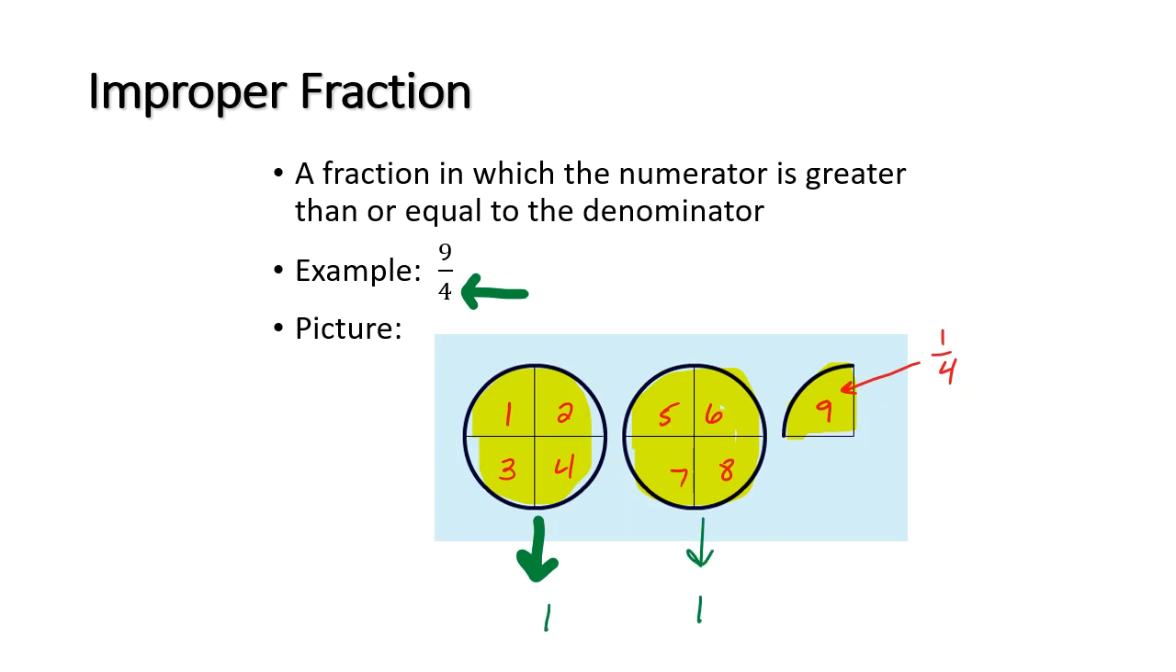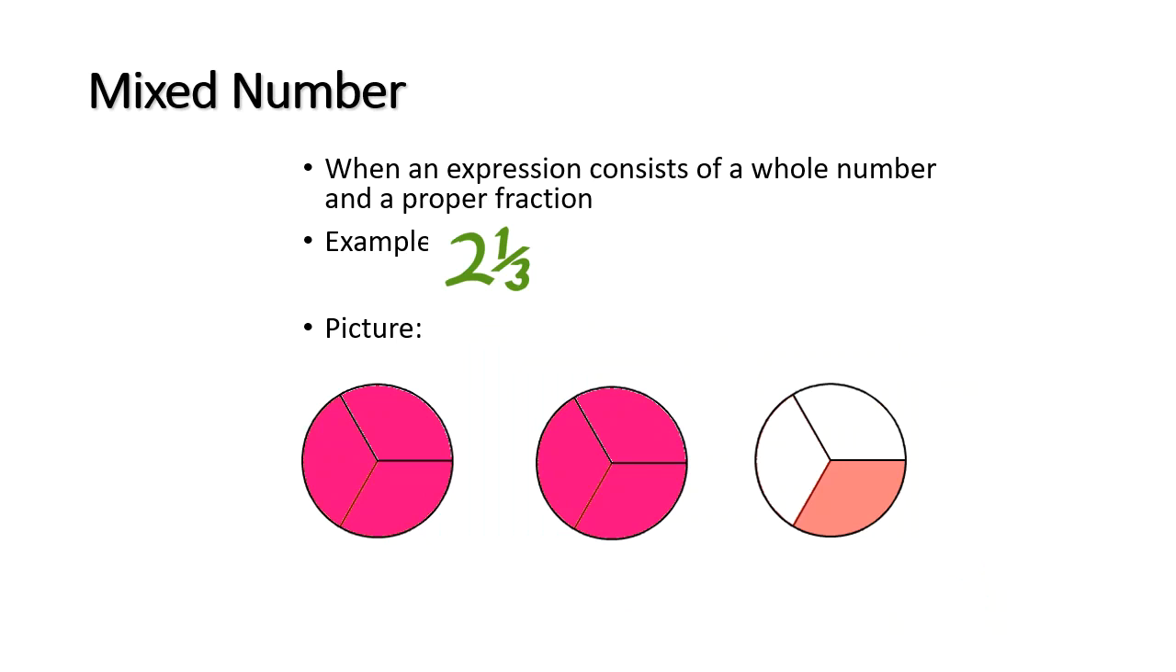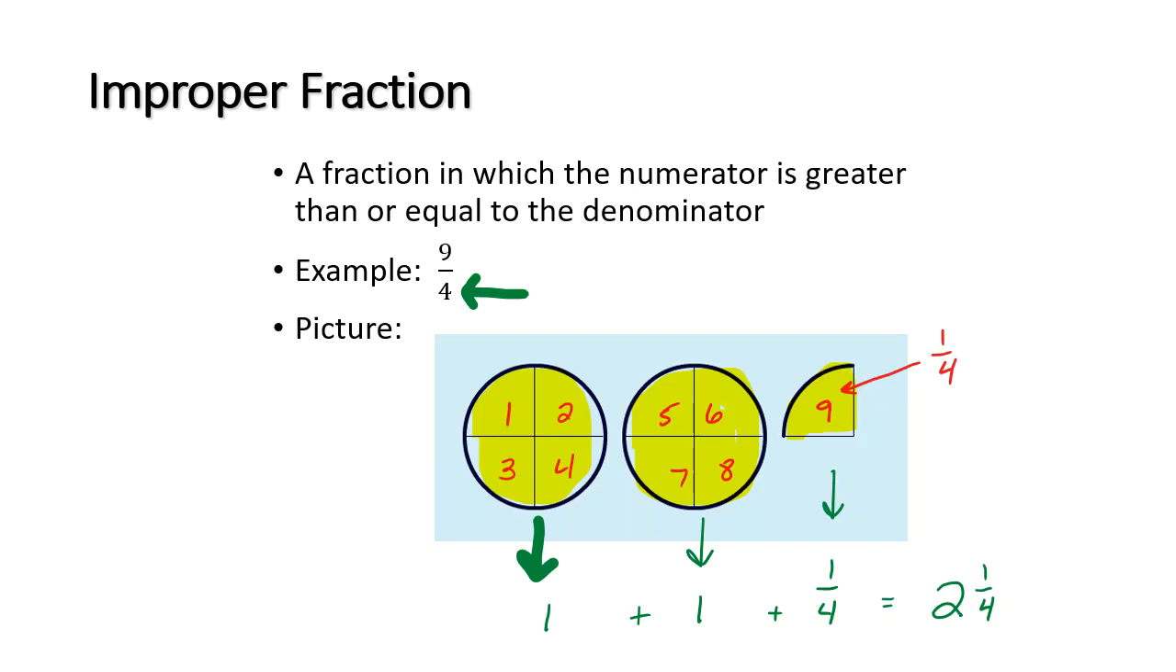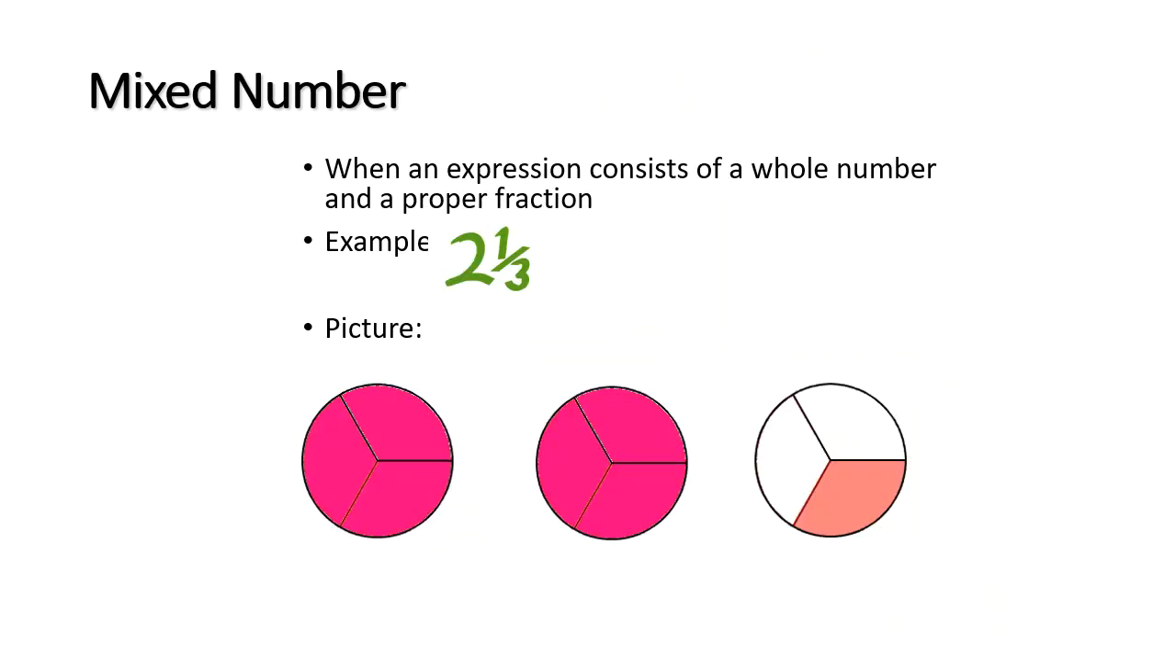We've got 1 whole right there, and then we have a 4th right there. And if we add those up, we see that's 2 wholes and 1/4. Now that is what we call a mixed number. So a mixed number is going to have a whole number part and a fraction part. So over here we see that the mixed number 2 and 1/4 is equivalent to the improper fraction 9/4. These are the same amount of pizza or whatever it is that we're counting here.